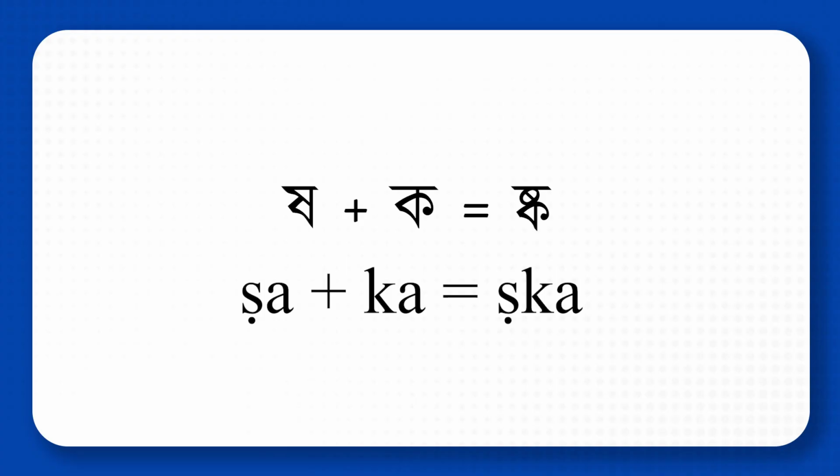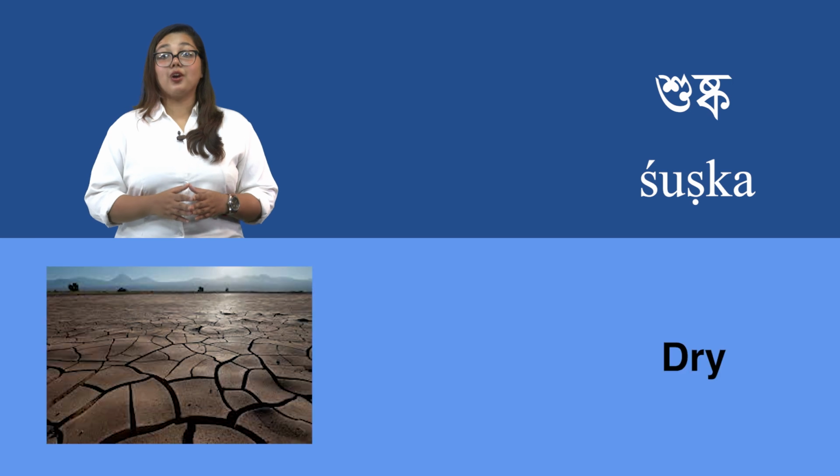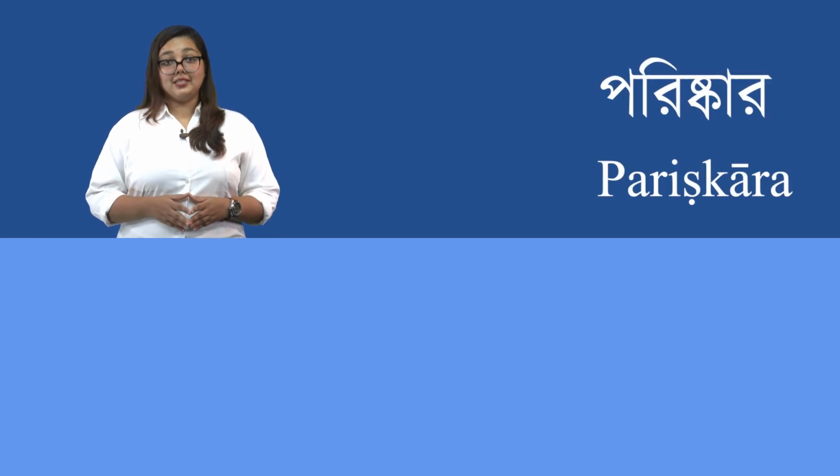In this conjunct, we can see that Murdhanasha and Ko are creating a new formation. Please notice that when these two consonants are merging, they form a completely different shape. In words, we have Shushko, which means dry, and Porishkar means clean.